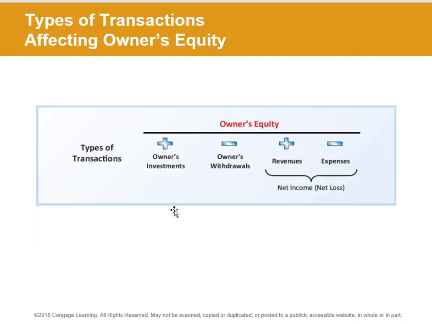Okay, and here's a sort of a nice illustration of what's happening in owner's equity. We're going to increase it for owner's investments. That's actually a capital account. We're going to decrease owner's equity when the owner takes money out of the business. That's actually a withdrawal account. And then we've got revenue minus expenses.